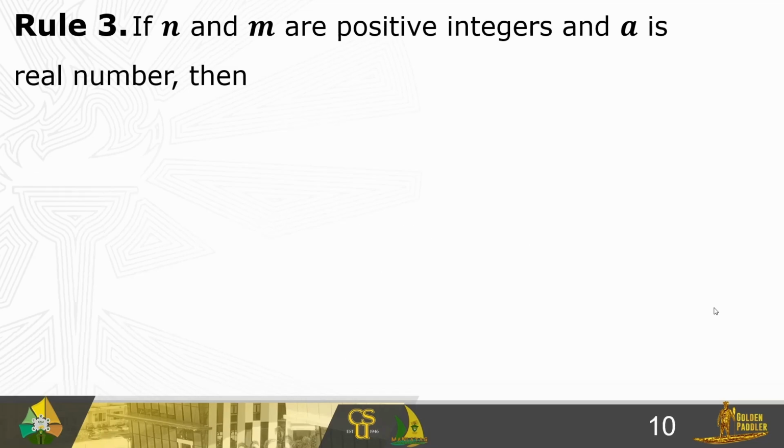Now, let's consider rule number 3. If n and m are positive integers and a is a real number, then a times b raised to the power of n is equal to a to the power of n times b to the power of n.